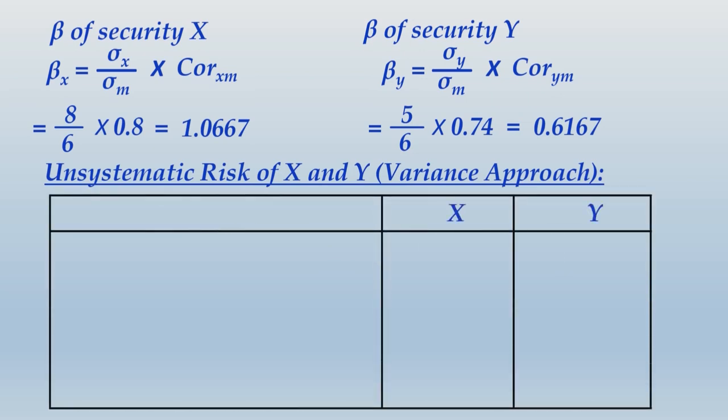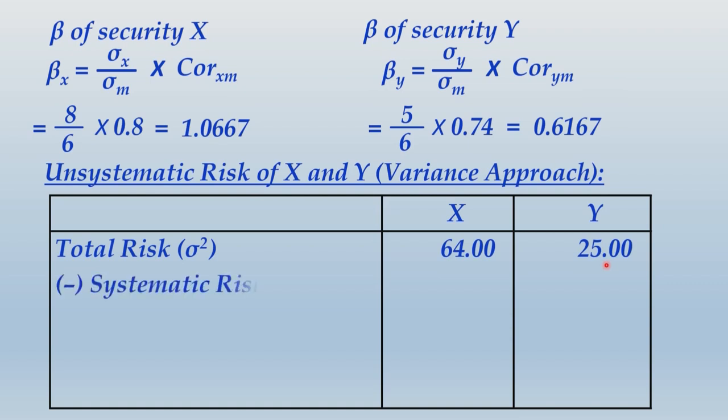Then you calculate unsystematic risk of X and Y using the variance approach. So just make a columnar presentation. Total risk will be variance of each of these stocks X and Y. So 64 is the variance of X. How we got 64, if you are wondering, is simply the squared value of its standard deviation. Standard deviation was 8, so variance will be 8 squared, that is 64. Likewise, standard deviation of Y was 5, so variance of Y will be square of 5, that is 25.